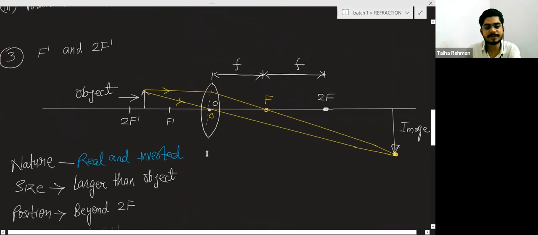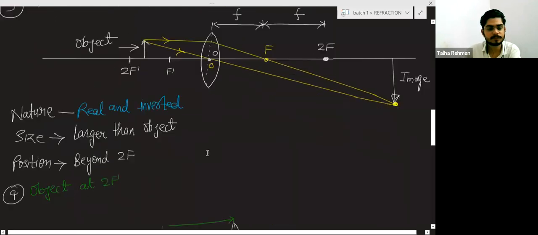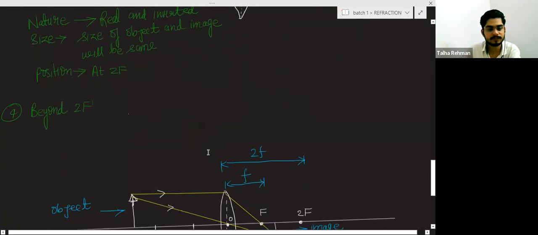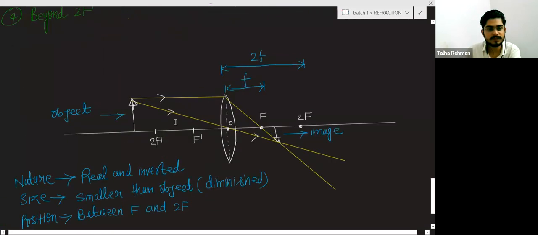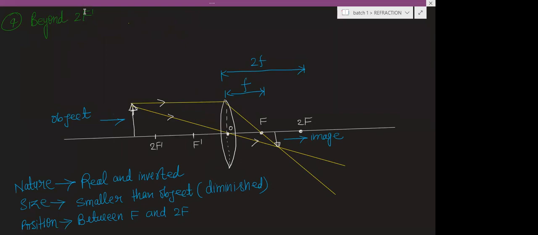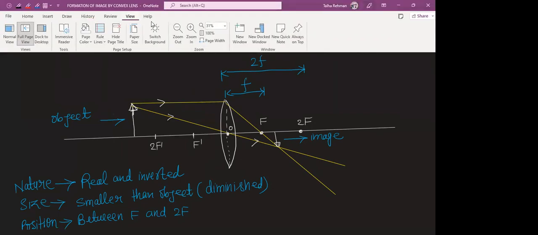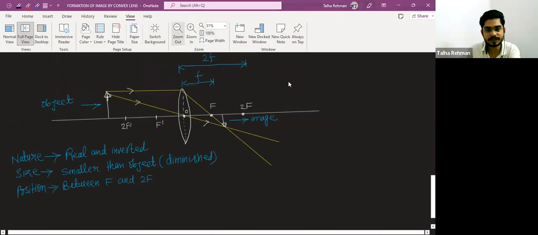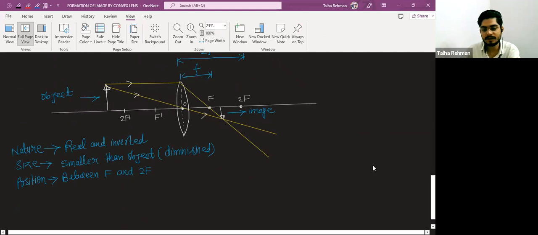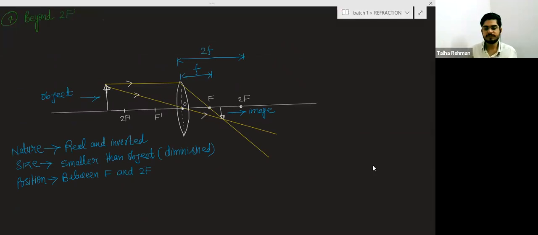So this is the fourth case. So totally, how many cases are there? There is only one case left, which you already know. If I say I am placing the object at infinity, where will the image be formed?